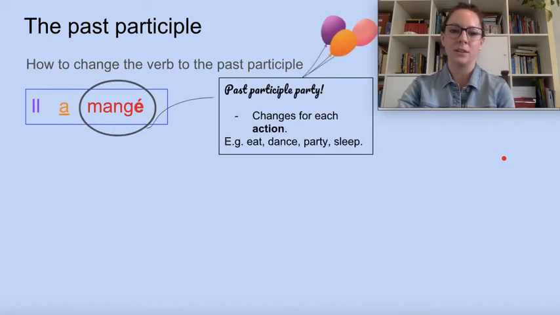Let's pretend we're going to a party. We're going to a past participle party. Oh, such good alliteration, isn't it? So we want to now start to change our actions.